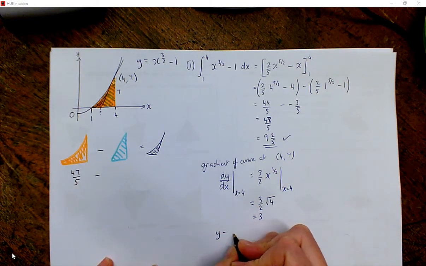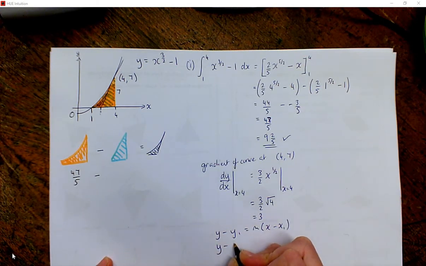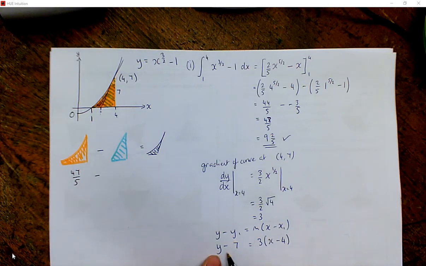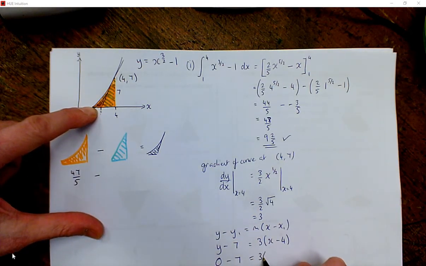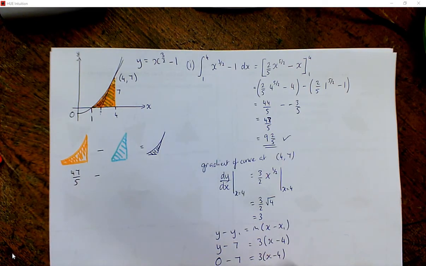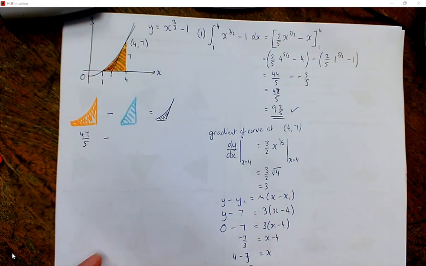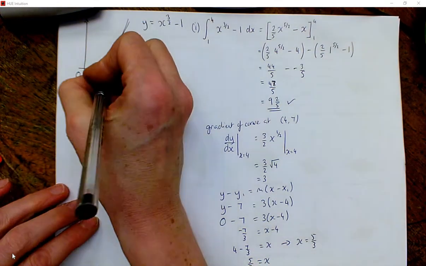Right, so the equation of a straight line: y minus y1 equals m times x minus x1, where m is the gradient, with our y coordinate 7, gradient 3, x coordinate 4. We want to know where that straight line crosses the x-axis, and that's when y is 0. So I'm going to divide by 3, and add 4. That's going to be 12 take away 7 is 5, so 5/3 is x. So x is 5/3. So 5/3 goes here.